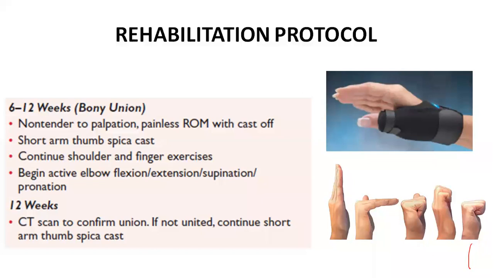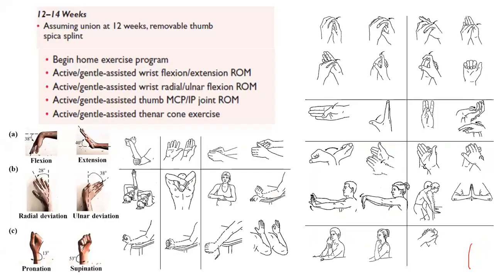But again, after the second cast, if there is still no radiographic union, then wearing a third or fourth cast will have no benefit, as has been reported in different articles in the literature; there will be no such benefits when the patient wears the third or fourth cast. So these are the different exercises which will be prescribed to the patient from 12 to 14 weeks.